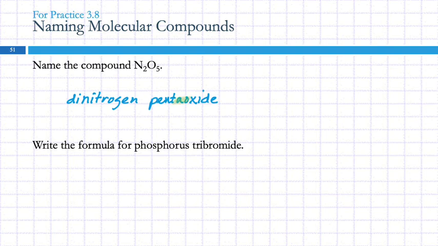We sometimes end up with these double vowels in there. Sometimes we'll drop the vowel on the end of the prefix, other times they don't. I will not try to trick you on that one.